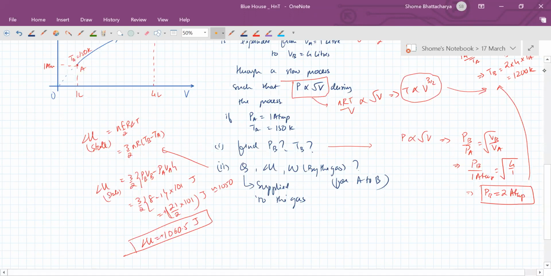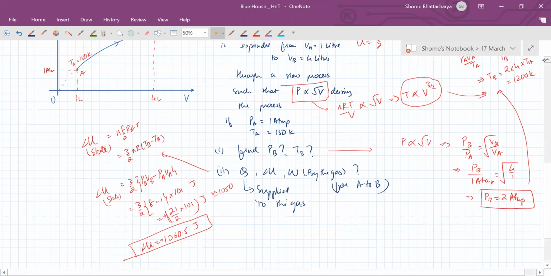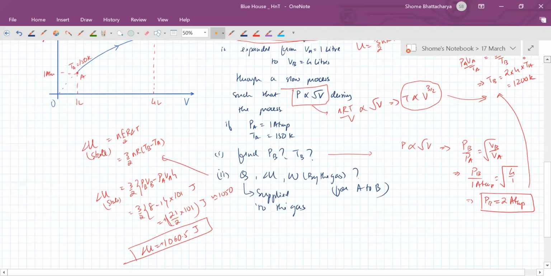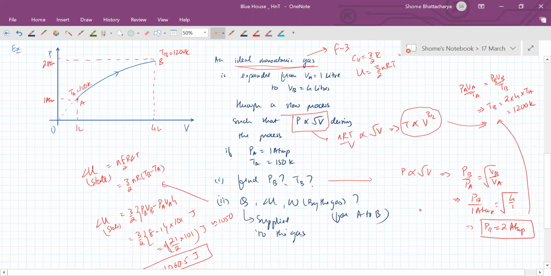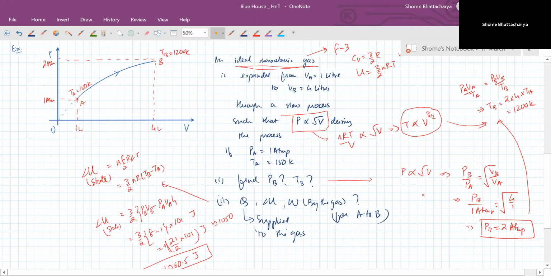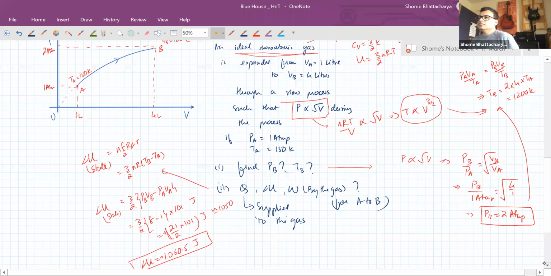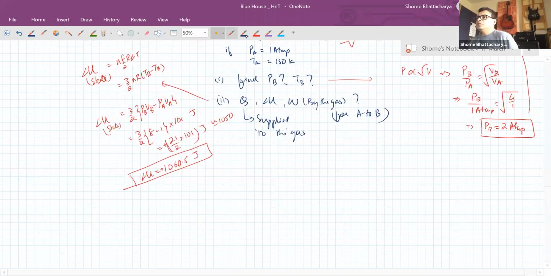Now for the path functions, we can either make use of the polytropic equation directly, or we can make use of fundamentals, that is, calculate the work done by the integration method, PdV integration. So obviously, if you remember the polytropic equations, it's much easier to calculate it that way. It becomes a formula based question. Whereas if you don't remember the formula, then you can always stick to the fundamentals. So for W, we can either use the formula.